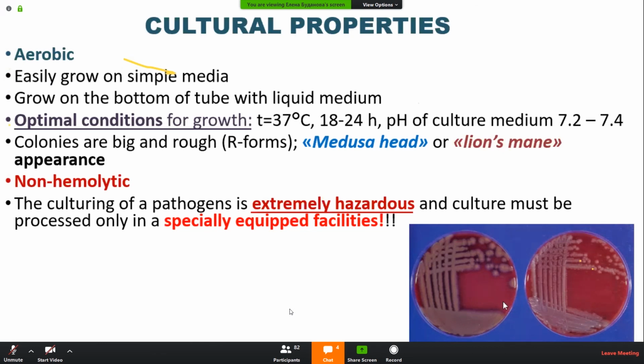Unlike soil bacilli, like Bacillus cereus, they are non-hemolytic. That's weird, that such pathogenic bacteria, such dangerous bacteria, are non-hemolytic. On the right, on the picture, it is Bacillus anthracis. On the left, Bacillus cereus, and you can see similar appearance of colonies, but Bacillus cereus is hemolytic bacterium.